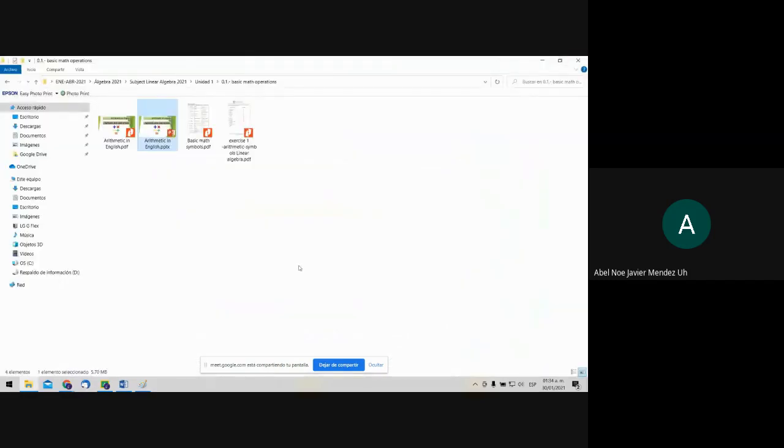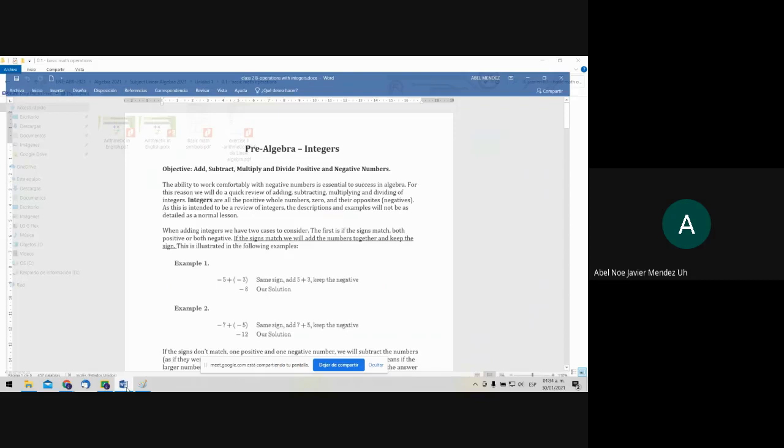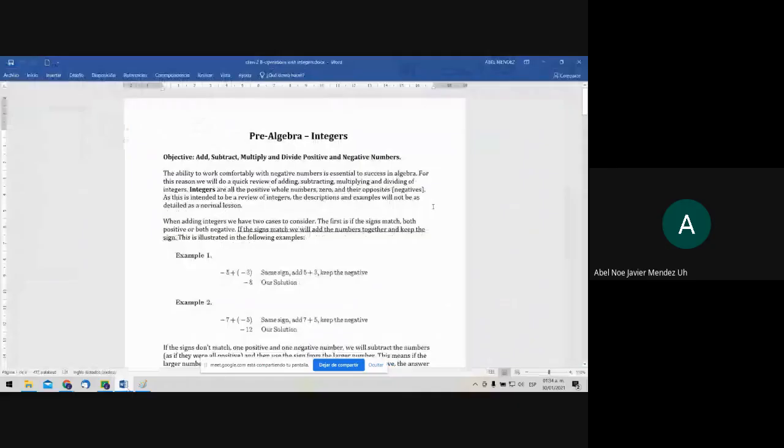Continue with the class. Now we pass to the second part of the class. Okay, we need to learn about operation with integers. Objective: add, subtract, multiply, divide positive and negative numbers. Okay, this is a review.